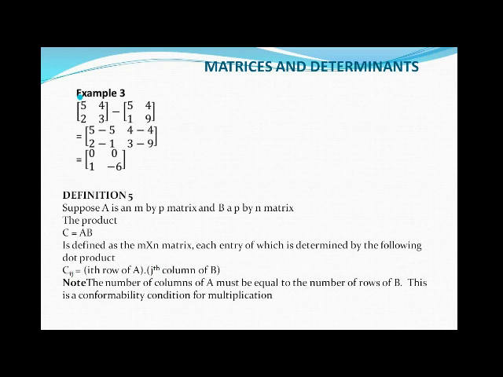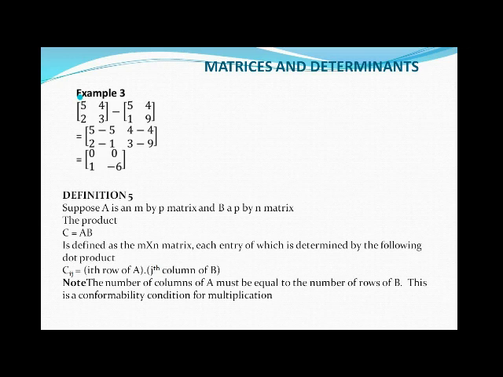Now let's look at the example. A matrix containing the entries 5, 4, 2, 3, and a matrix containing the entries 5, 4, 1, 9. So 5 will subtract 5, 4 will subtract 4, 2 will subtract 1, and 3 will subtract 9. At the end, you will get a difference of 0, 0, 1, and minus 6.